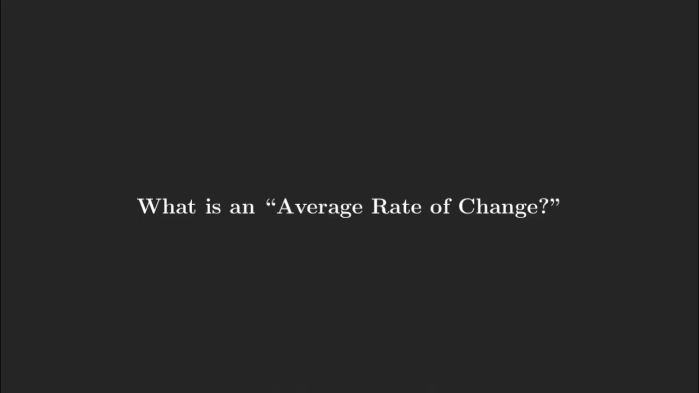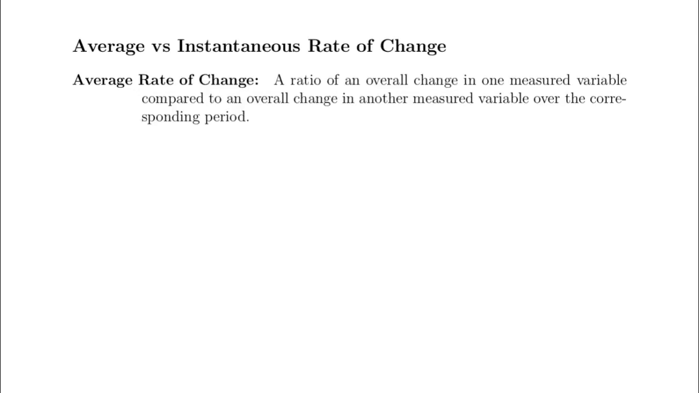All right, so the first question, what is an average rate of change? What do we really mean here? Here's a definition that I whipped up. It's not perfect, but it should give us a general idea of what's going on here. We're thinking about a ratio of an overall change in one measured variable compared to an overall change in another measured variable. Normally, we're going to be looking at the difference between things like a dependent variable over an independent variable, right?